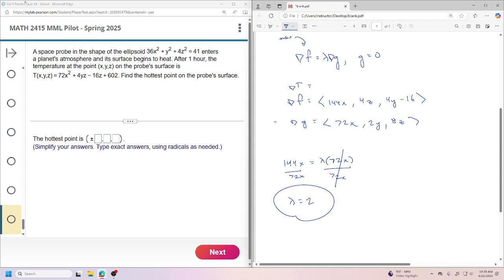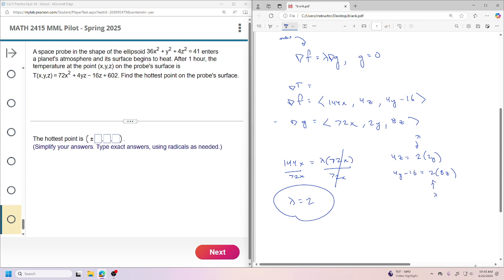I feel like you've done this one before. Okay, good. It helps to have done it, yeah. I could see that. So then I can go back and say the other one. So I got 4z is equal to 2 times 2y. And then I got 4y minus 16 is equal to 2 times the 8z. Again, I'm using 2 because that's my lambda.